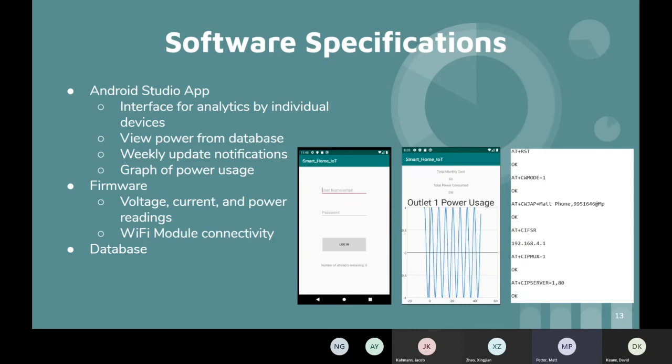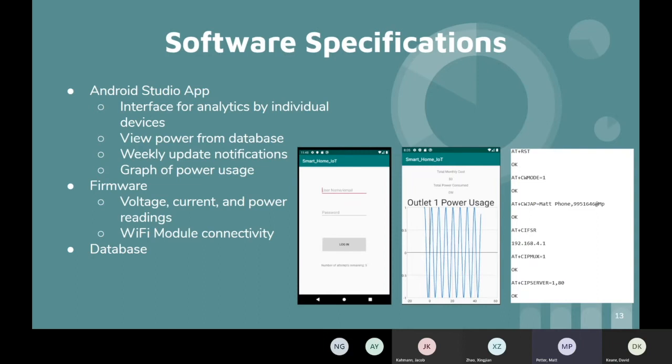Our Arduino code initializes each individual component so they are working properly. And then the Arduino simply reads the values provided by the voltage and current sensors every second and sends those values to the Wi-Fi module. The Wi-Fi module, which is connected to the internet, sends data to our server to be stored.